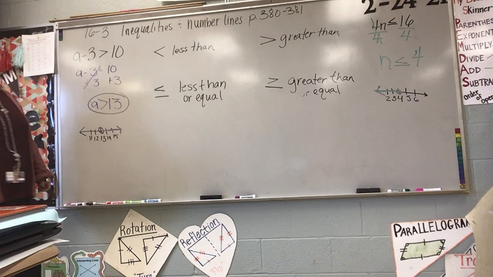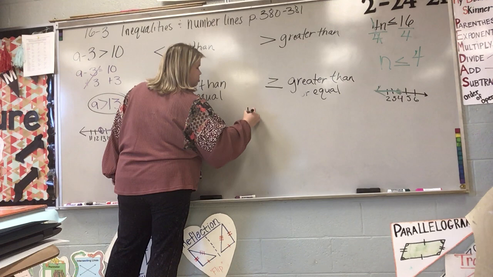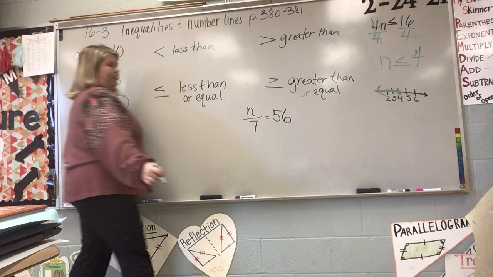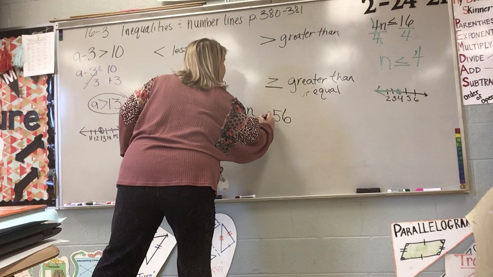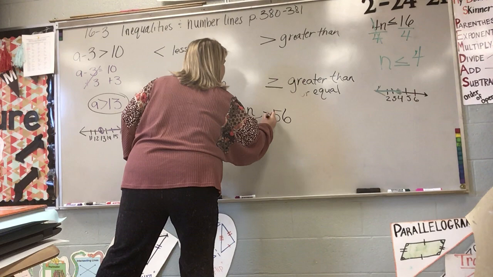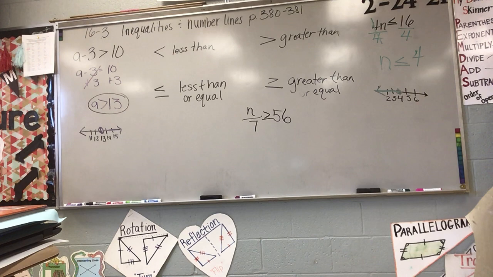Okay. So what if I give you this? That I do not know. Oh, now I know, because it's an equation. I'm so used to solving it. n over 7 is greater than or equal to 56. Solve that by yourself.